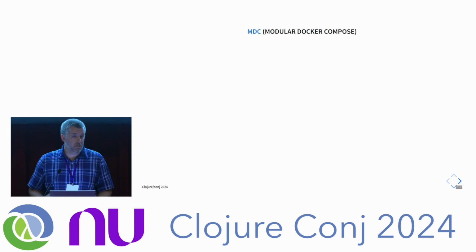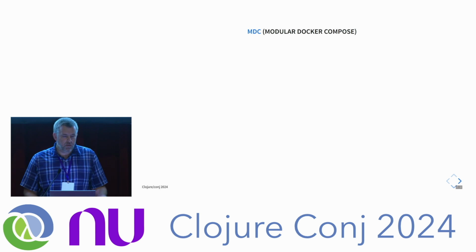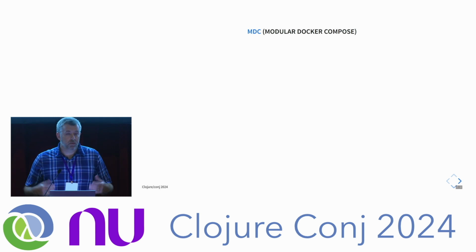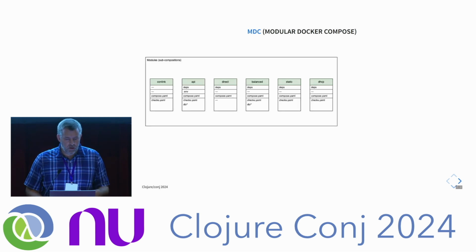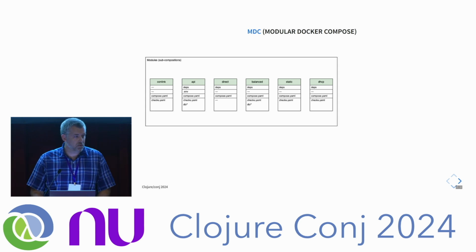I'm introducing a tool called MDC to solve some of those problems. Basically modular Docker Compose, manifold Docker Compose, you can pick the M. What MDC does is it allows us to define groups of services as modules, and then we can compose them together. You probably can't see this real well, but what I'm showing here is 6 different modules that basically define the demo system that I showed.